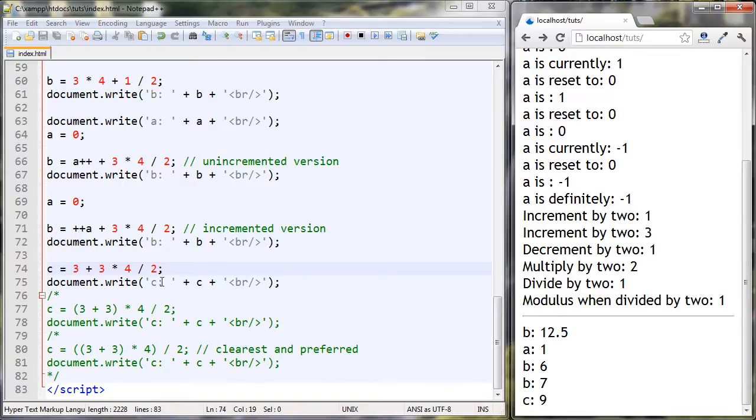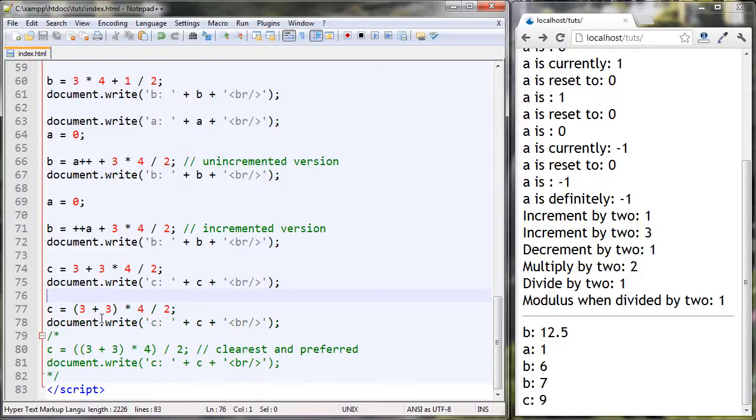So let's try to figure out why we got a 9 here. We have 3 times 4, which is 12, and then we have a division. So we're going to do this next. This is going to come last. We're going to do multiplication and division first, and I believe it's going from left to right as well. Okay, so 3 times 4 is 12, divided by 2 is 6, plus 3 is 9, and that's what we got.